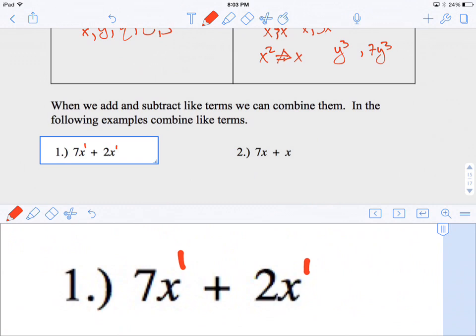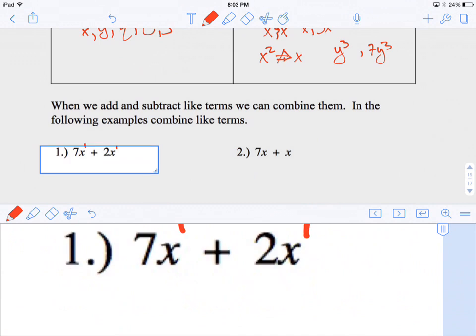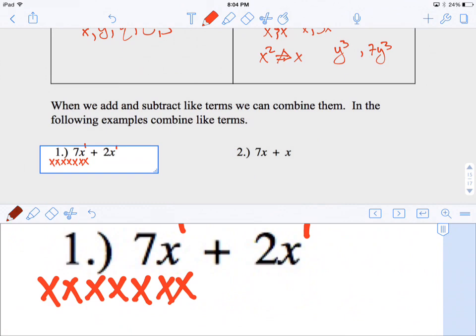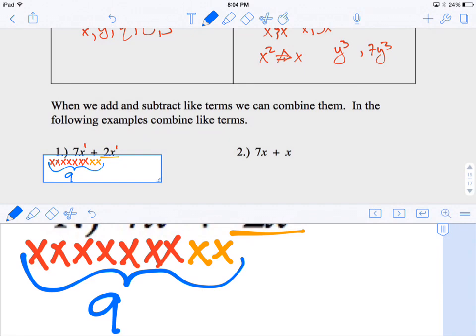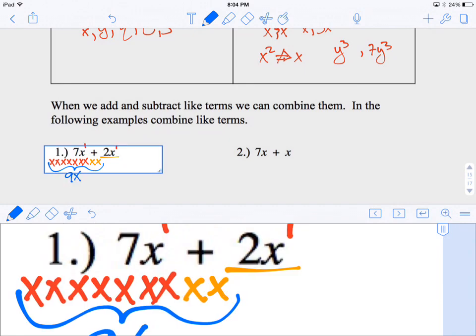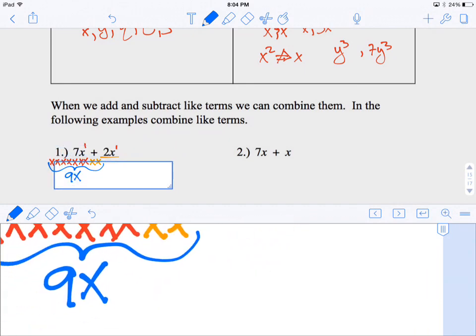We have 7x's plus 2x's, so if I were to draw a picture, 1, 2, 3, 4, 5, 6, 7 x's, and we got 2 more x's because we're adding x, x. So all of this is really 9x, okay, because 7 plus 2 is 9. All right, that's my way.